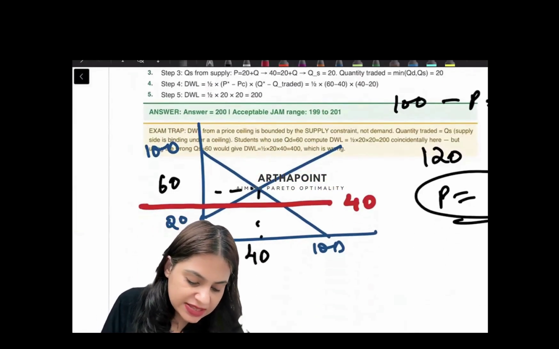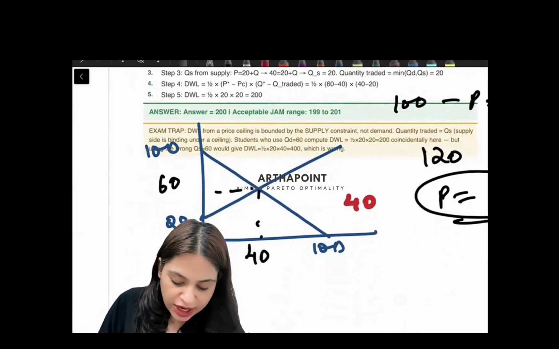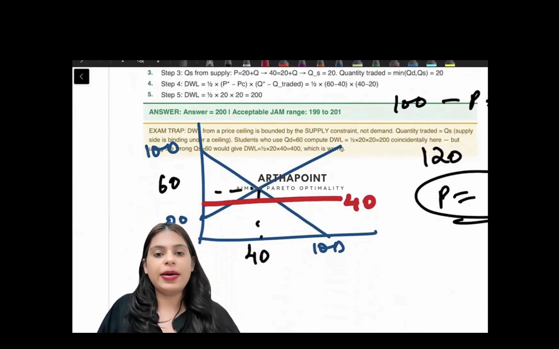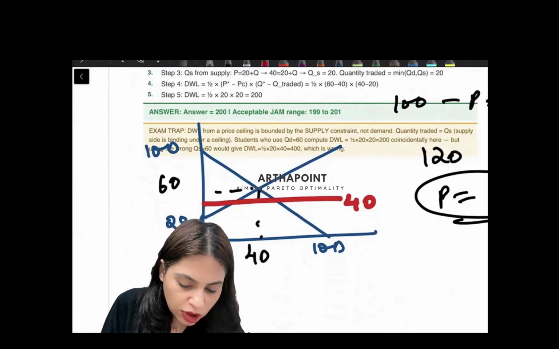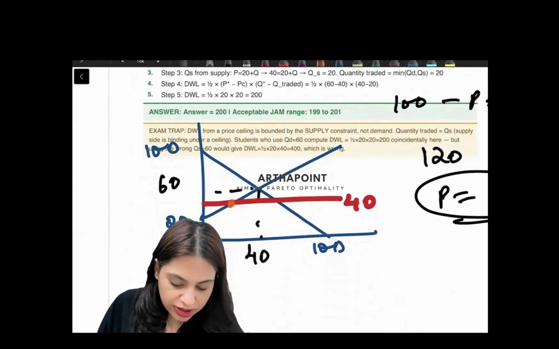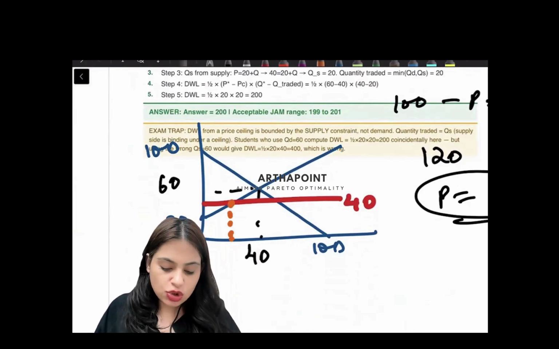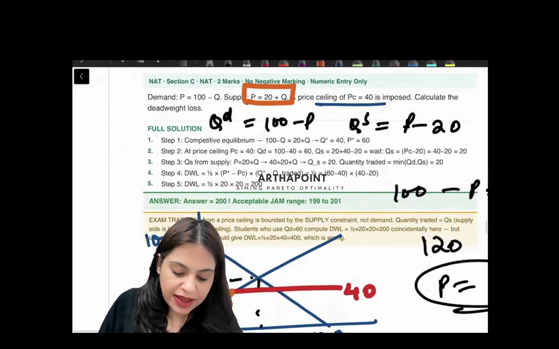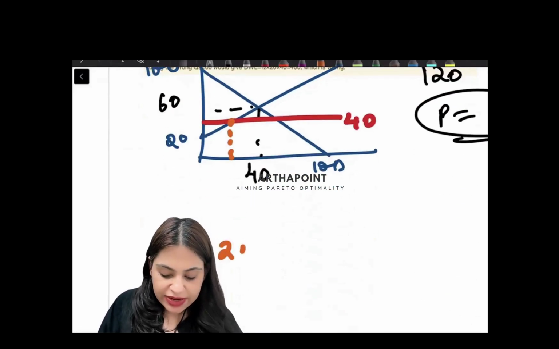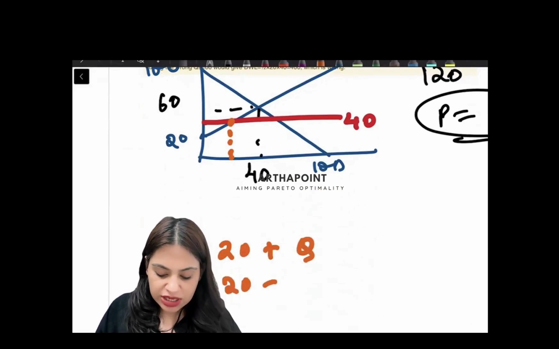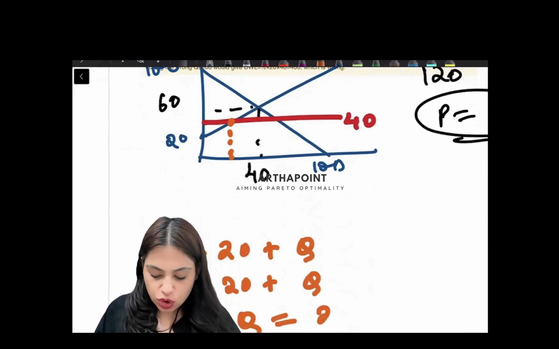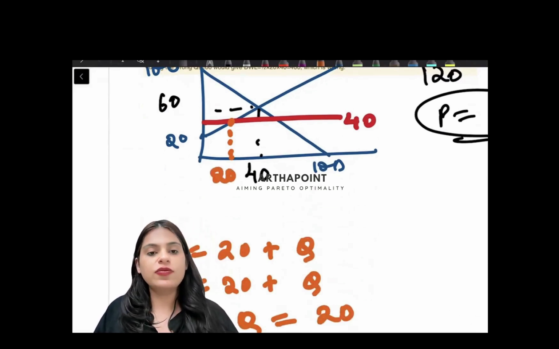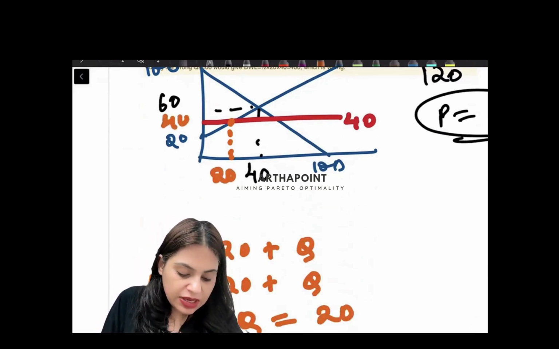Now when there is a price ceiling of 40, when you cannot charge more than 40, what will happen? At this price, what quantity will be traded in the economy? You will get the quantity from the supply curve. So in the supply curve, P is equal to 20 plus Q, I will put price as 40. 40 equal to 20 plus Q. So Q will be 20. So Q will be 20, price will be 40.